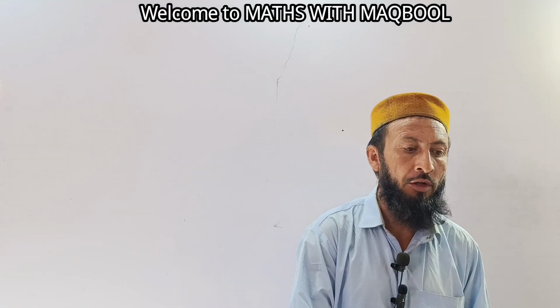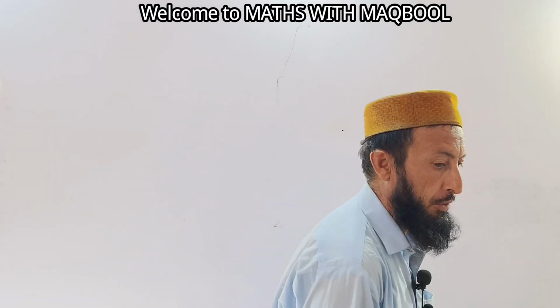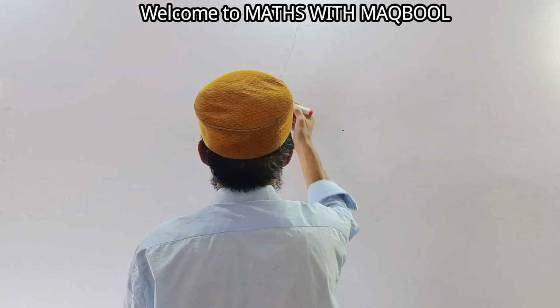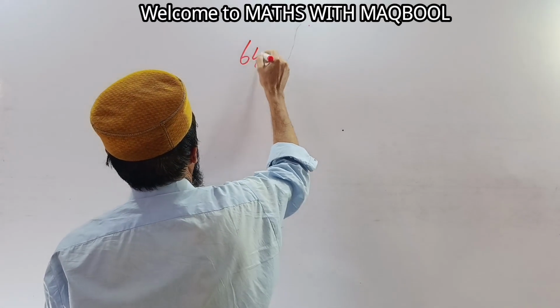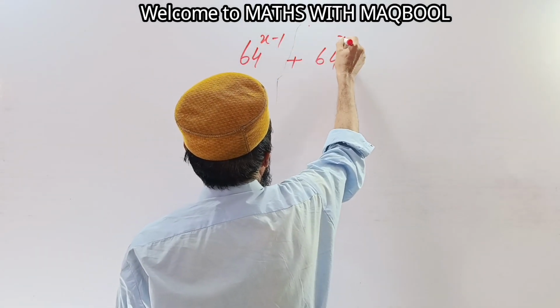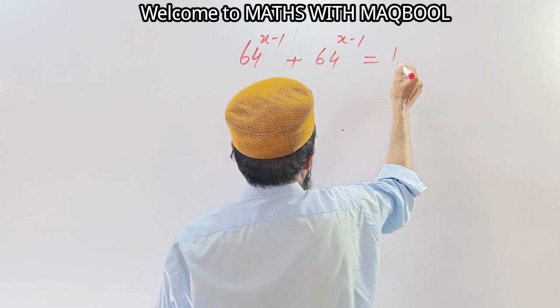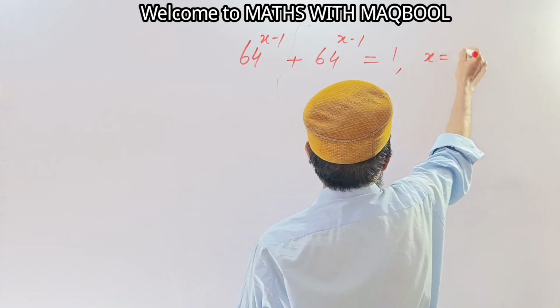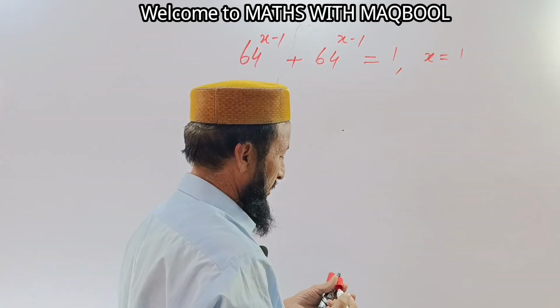Today we have a new exponential equation for you. 64^(x-1) + 64^(x-1) = 1. How do we calculate the value of x, which is unknown?